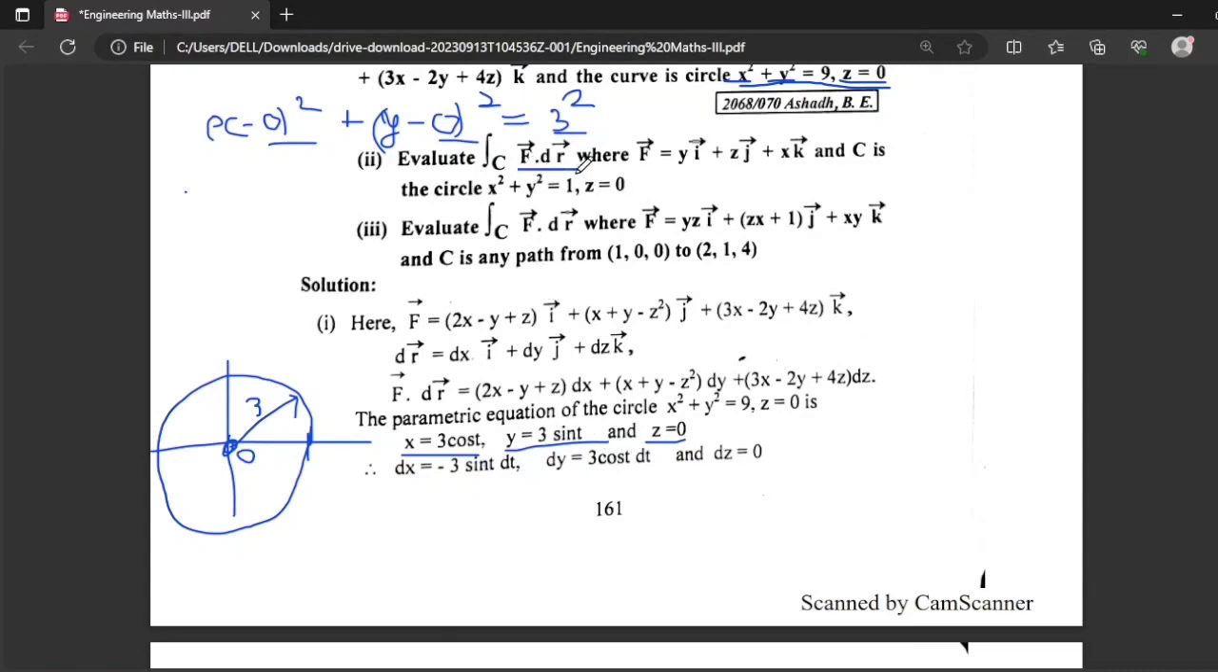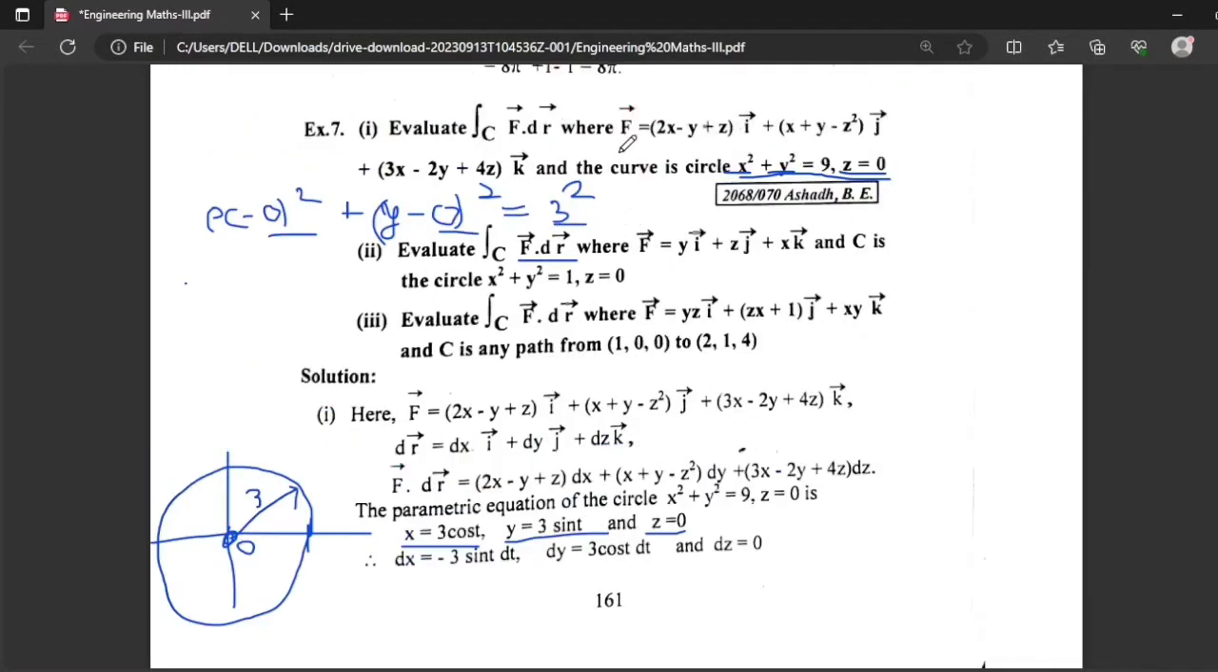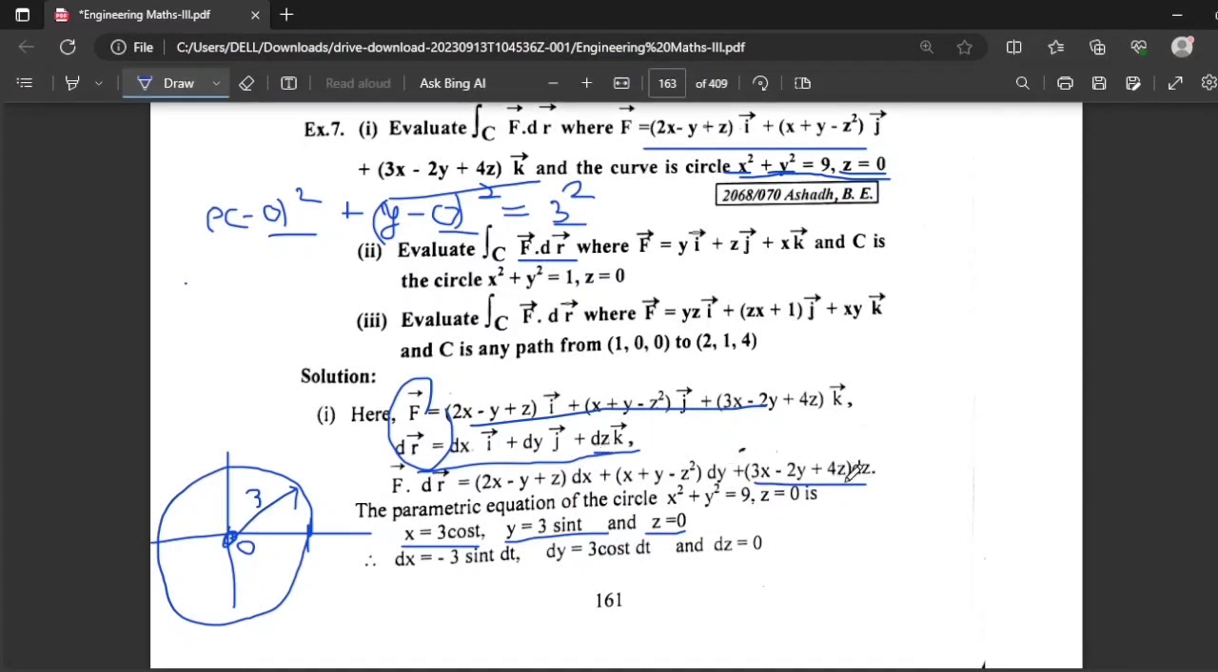So F dot dr, F is this much, and dr is i dx plus j dy plus k dz vector. F dot dr is the i term, that is (2x minus y plus z) multiplied by dx, and the j term (x plus y minus z square) dy, and the k term (3x minus 2y plus 4z) times dz.